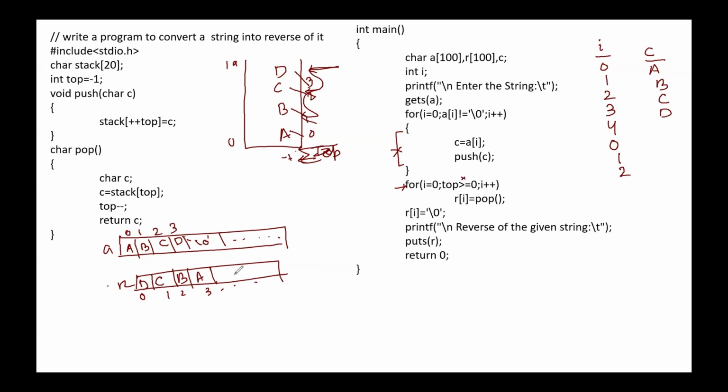So now, once it's done, I is incremented by 1. Here we store which value? Backslash 0. Because whenever you go for a string in C programming, it will end with backslash 0. So we make this a string. Then printf "reverse of a string". This is puts, which means we have to put a string. Which string? The reversed string. So the output will be displayed as DCBA. This is the way the program is executed, reverse of a string by using stack.